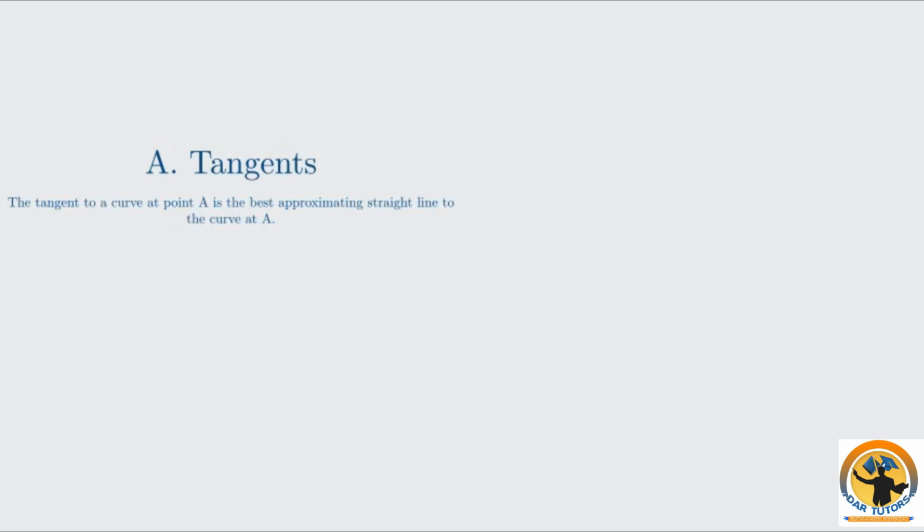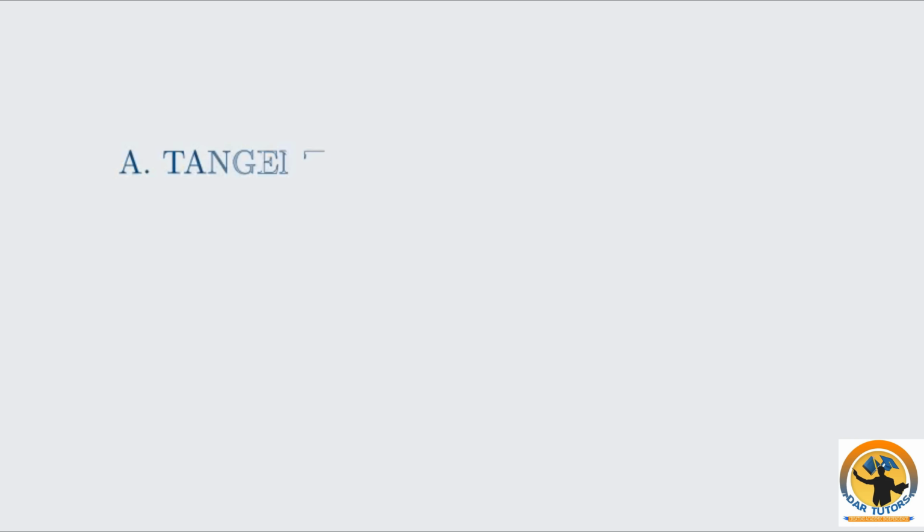We'll start with tangents. First, let's define a tangent. The tangent to a curve at a point A is the best straight-line approximation to the curve at that point. For many curves, like a circle or a parabola, the tangent line simply touches the curve at a single point. However, it's important to note that for some functions, the tangent may intersect the curve again somewhere else, or even pass through the curve at the point of tangency itself. This latter case is called a point of inflection.